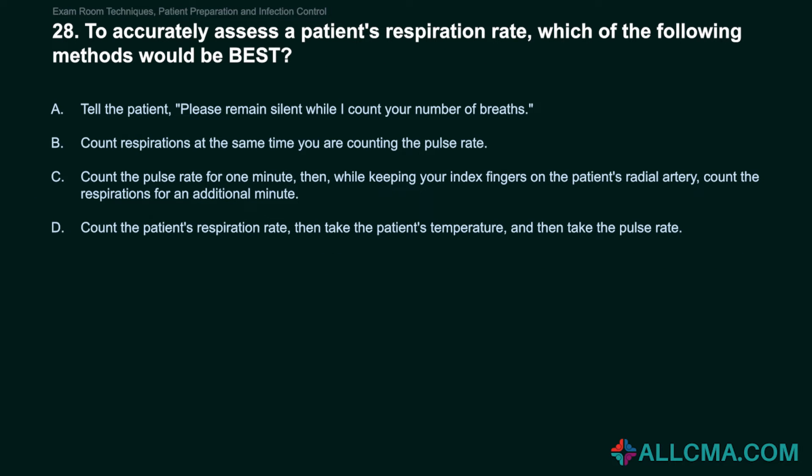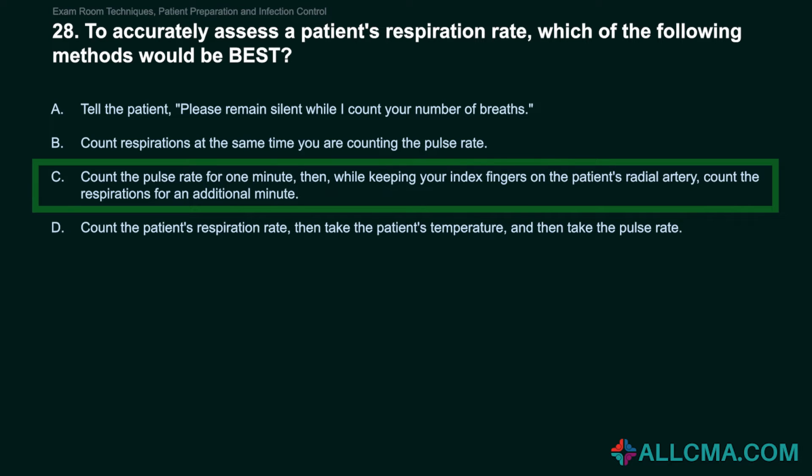28. To accurately assess a patient's respiration rate, which of the following methods would be best? A. Tell the patient, please remain silent while I count your number of breaths. B. Count respirations at the same time you are counting the pulse rate. C. Count the pulse rate for 1 minute, then, while keeping your index fingers on the patient's radial artery, count the respirations for an additional minute. D. Count the patient's respiration rate, then take the patient's temperature, and then take the pulse rate.